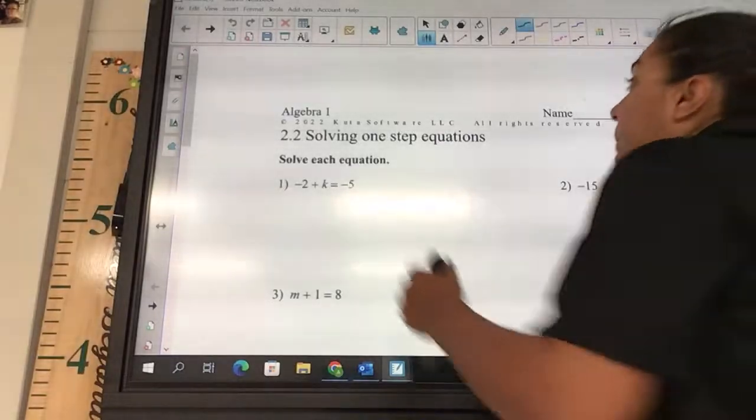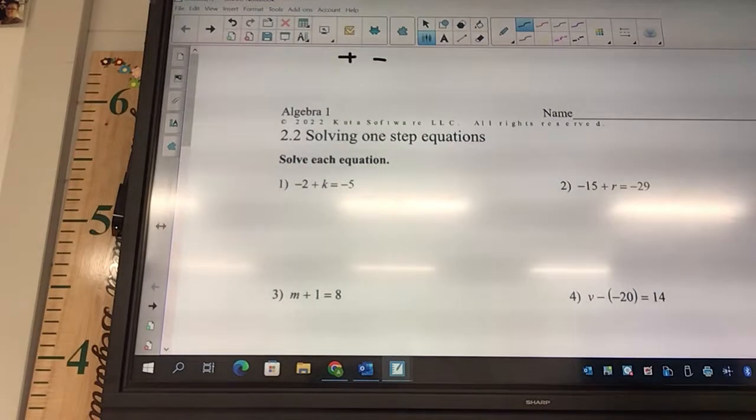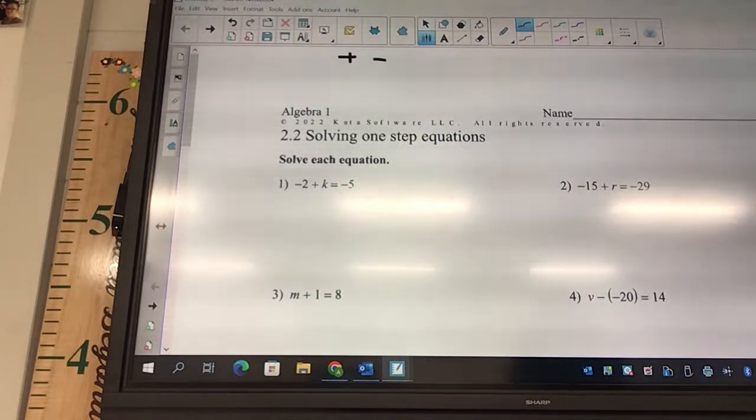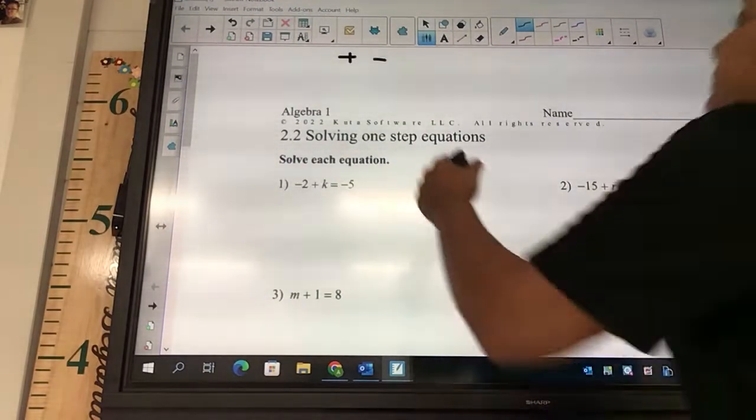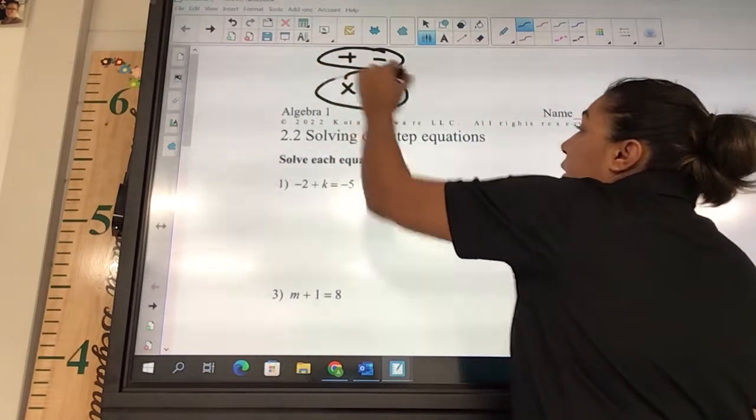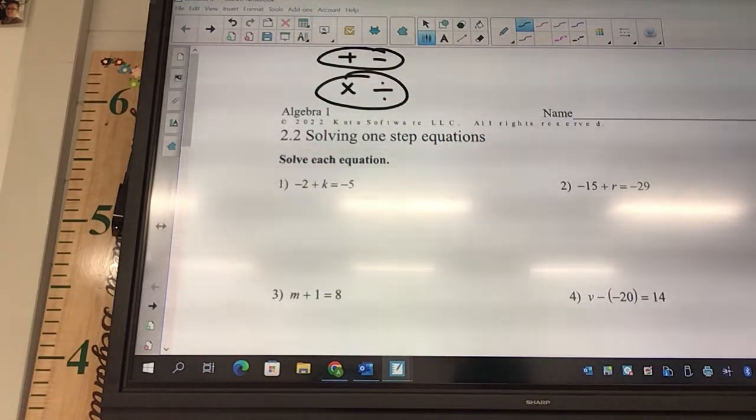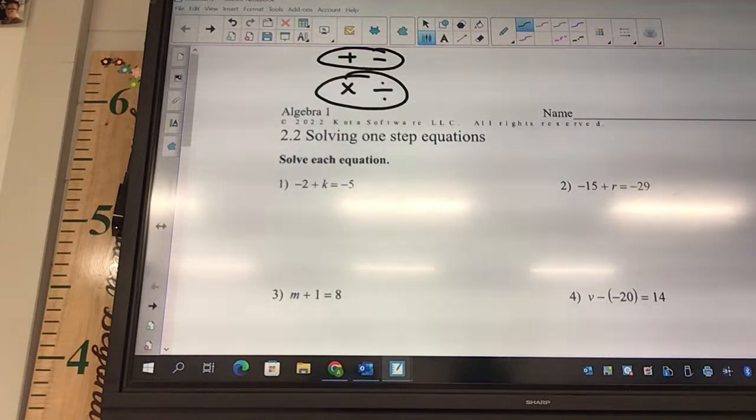So, addition and subtraction are kind of like best friends and or opposites, okay? They go together. That's a group. And then the multiplication and division go together. That's a whole other group. So if you see addition, then you need to do subtraction. If you see multiplication, then you need to do division.